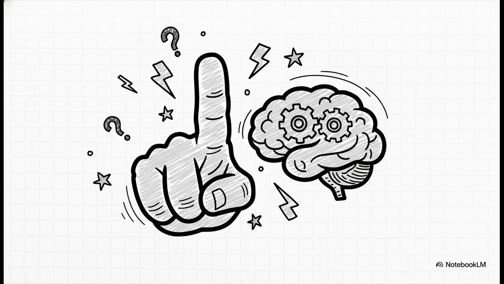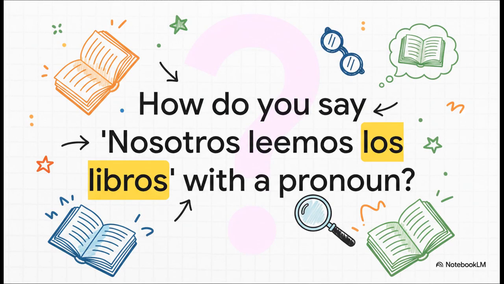Okay, you've seen how it all works, so now it's your turn. Time for a quick little practice round. I'm going to throw a sentence at you, and you're going to transform it. You ready? Okay, first up, nosotros leemos los libros. We read the books. So find the object, pick the right pronoun, and remember where it goes. I'll give you a second to think.